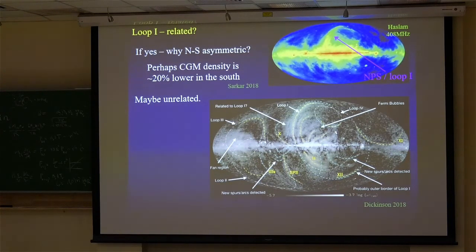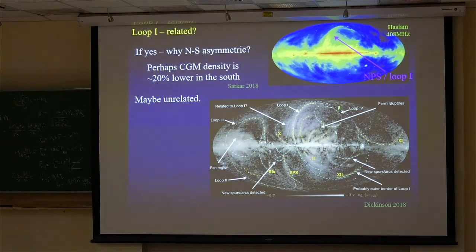What can we say about the exact position of Loop One? I do want to show a morphological argument, which was recently mentioned again by Clyde Dickinson. The claim is that Loop One, like many other radio loops we see in the sky, is spherical. It's a circle that we see. And the center is quite far from the galactic center, and this is a nearby object which has nothing to do with the galactic center's density, therefore unrelated to the bubbles.